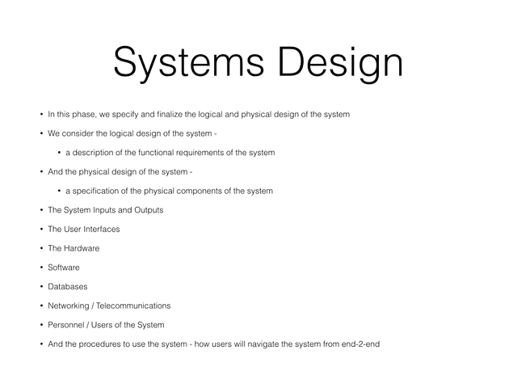So you finalize your system's inputs and outputs, the user interfaces, the software, databases, networking, telecommunications, personnel, users of the system, who's going to be using it, and the procedures to use it and how users will navigate from end to end. So a lot of these things are specified in systems analysis, but inevitably this is a stepwise process where there's a constant state of review, and so you want to prepare things as much as possible to be ready for actual implementation.